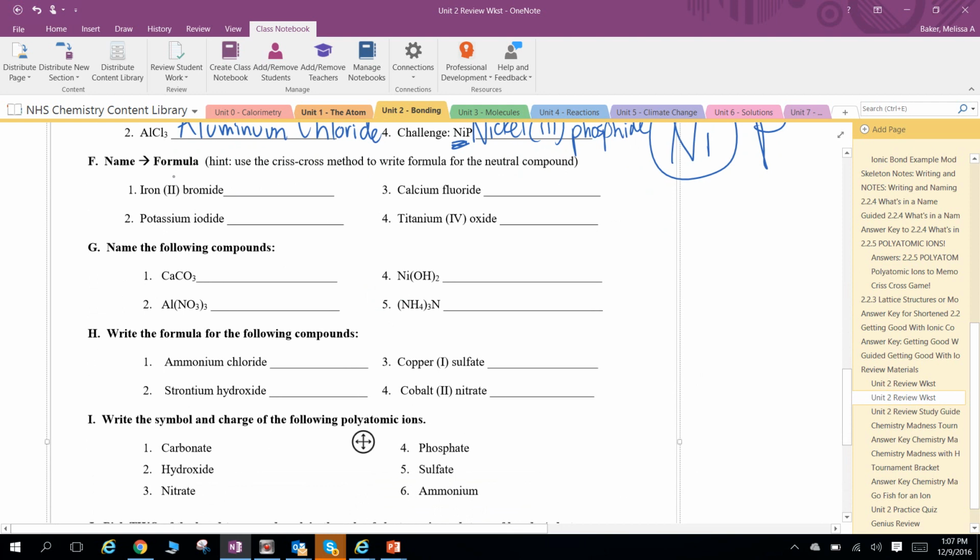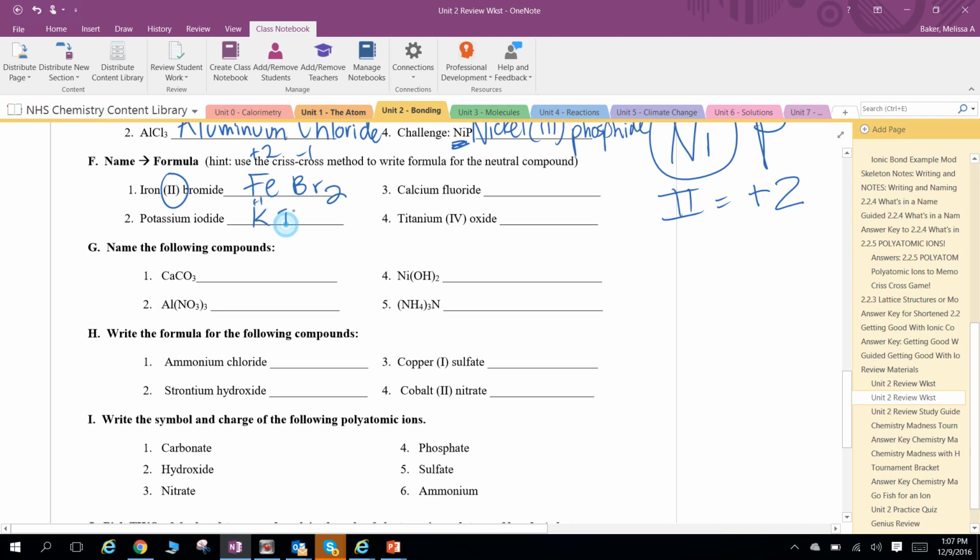We're crisscrossing here, and there's something new. Anytime you see a Roman numeral, it just means the positive version of that number. So Roman numeral 2 means +2. So for iron 2 bromide, if we're going to crisscross the charges, it would be FeBr2.